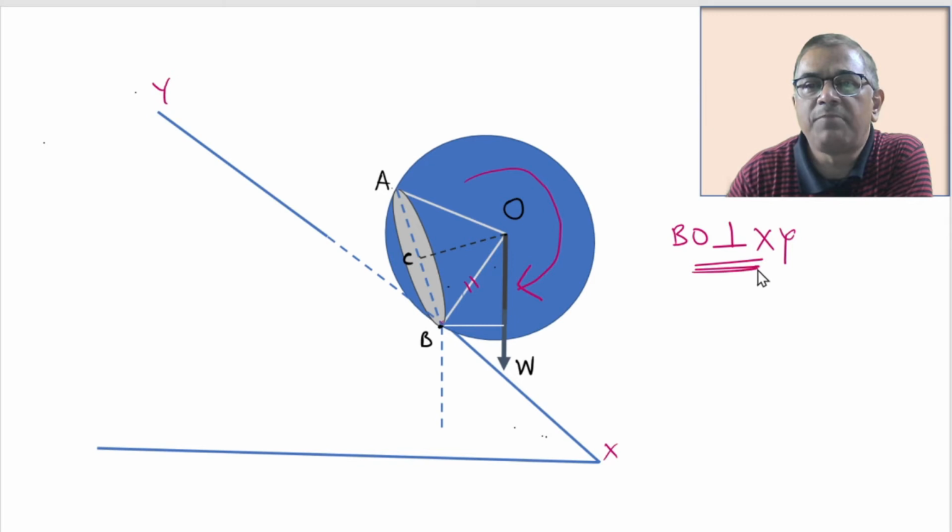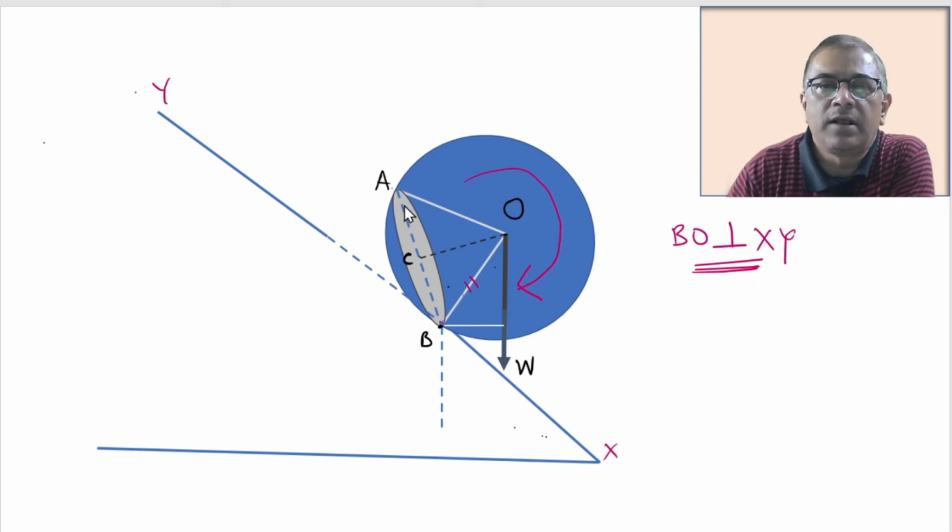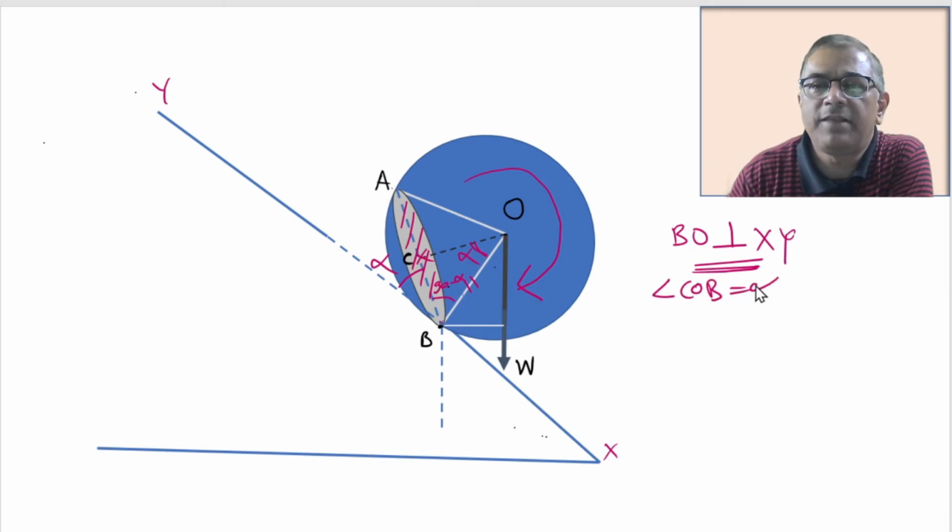This is the primary requirement for the rolling. Next, let's assume at this particular moment the plane of the circle makes angle alpha with the plank, and if this is angle alpha, then the angle made by the plane with BO will be 90 minus alpha, and angle COB will be equal to alpha.